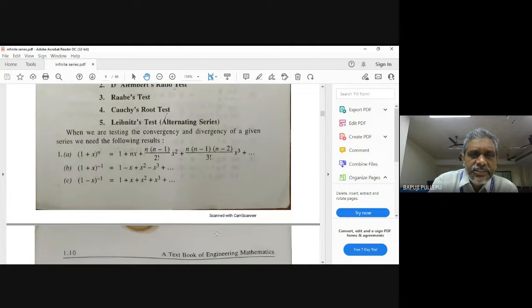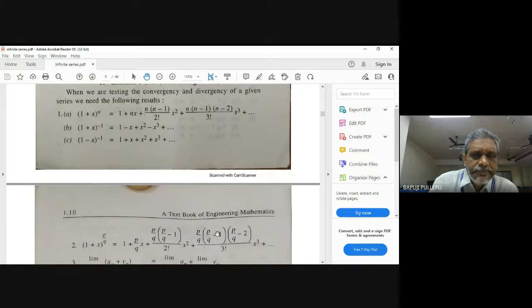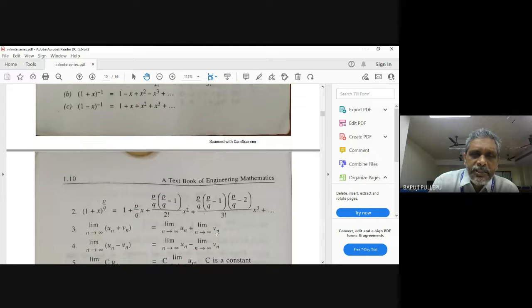These are some results you can remember. It is the binomial expansion, the infinite series you have already studied, for |x| less than 1. (1+x)^(p/q) means what we will do: 1 + (p/q)x + (p/q)(p/q - 1)/2! x^2 and so on, it will go up to infinity.